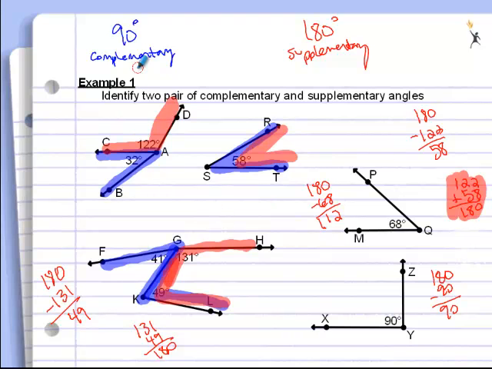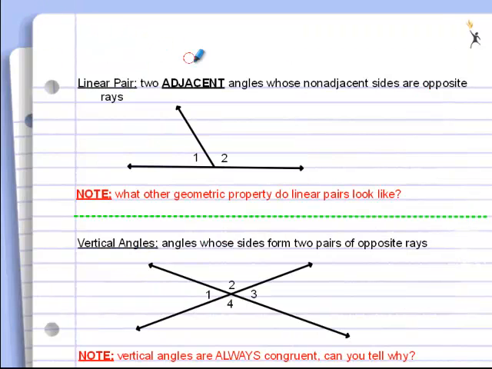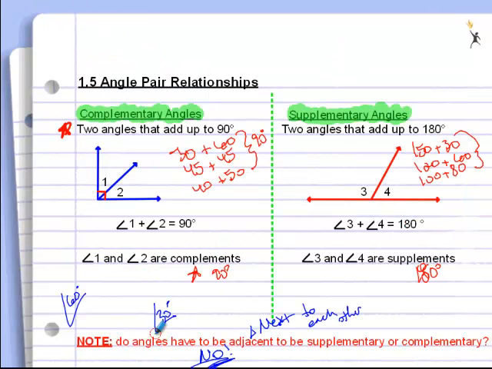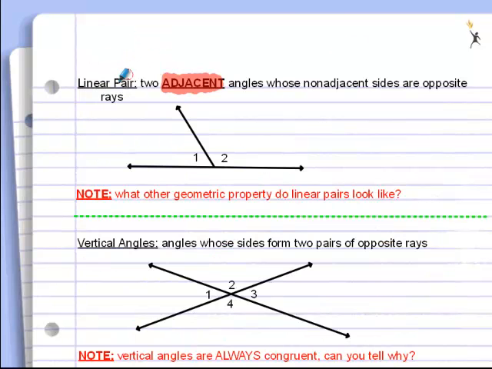Can you find two things that add up to 90? Can you find two things that add up to 180? Very, very simple stuff. A linear pair. A linear pair are two adjacent angles. A couple minutes ago, we talked about angles not having to be adjacent to be supplementary or complementary. Now we're saying a linear pair are adjacent angles, meaning they share a side. You can see right here that angle 1 and angle 2 share a side.